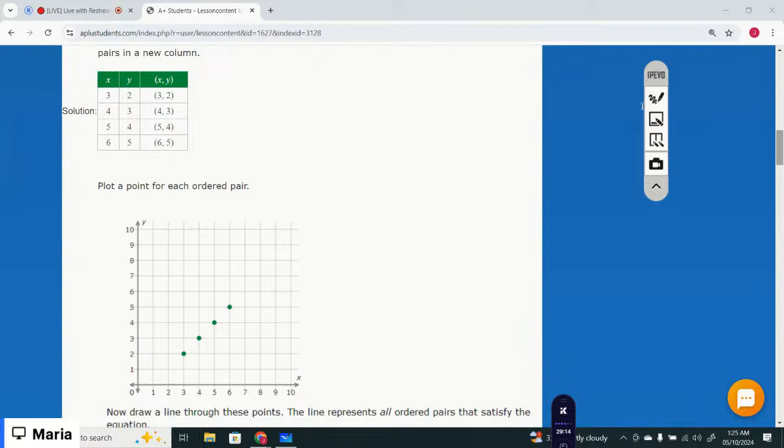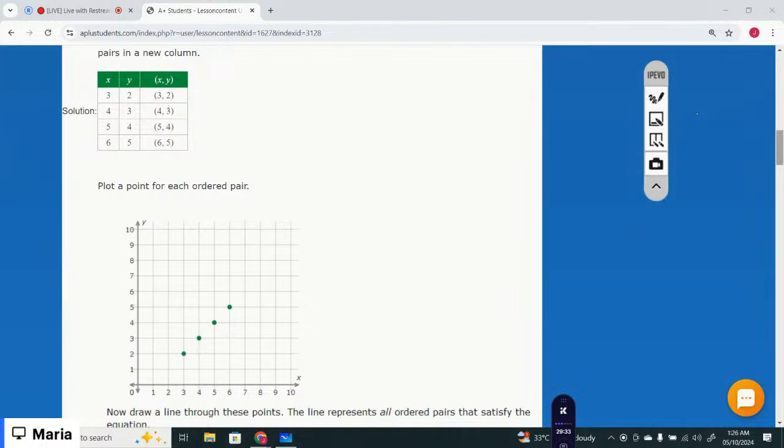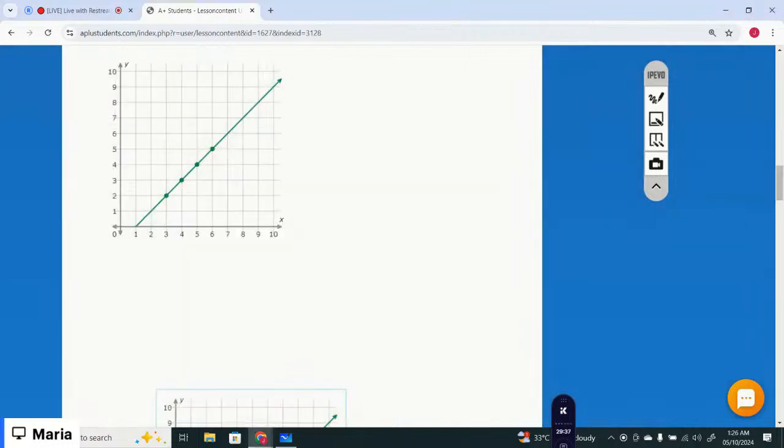Okay, so now plot these ordered pairs on the graph. Like here you have 3, 2. You can just match these values to the x-axis. X is 3, y is 2, right? Then you have this point, x is 4, y is 3. You need to connect these points and make a straight line. The line must be passing through the origin. That is the graph. It looks like this, right?